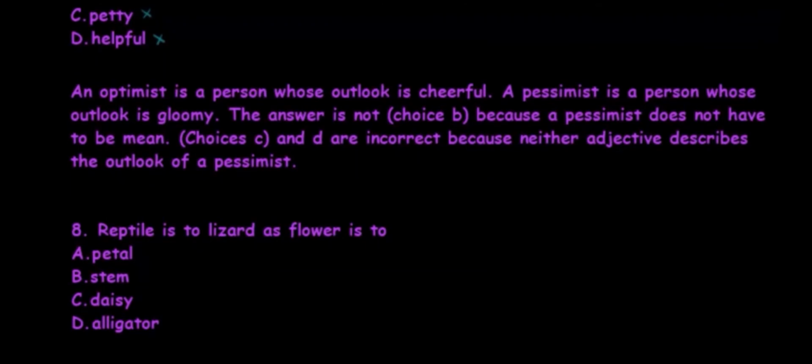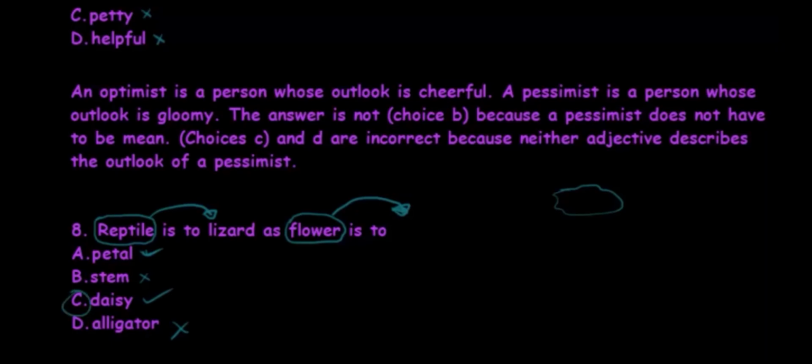Reptile is to lizard as flower is to something. Reptile is a big family and to it belongs the lizard. So flower is supposed to be a big family to which belongs something. Petal, stem, daisy, alligator has nothing to do with it. A petal is a part of a flower. A stem is not a part of a flower. A daisy is a kind of flower. So which one would I go for? Is a lizard a part of reptile? Not necessarily. Reptile is not something tangible, but a lizard is a kind of reptile. And a daisy is a kind of flower. I'd go with C.